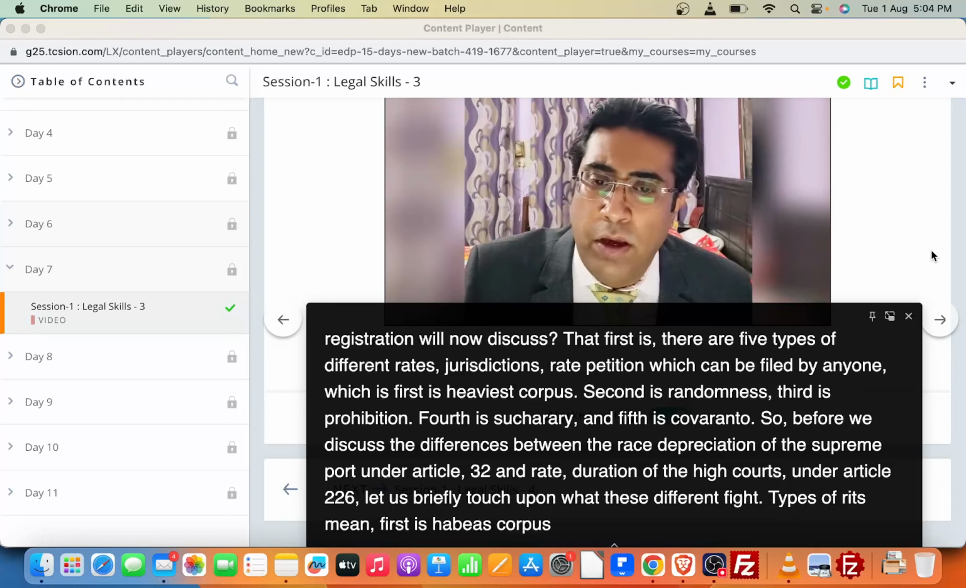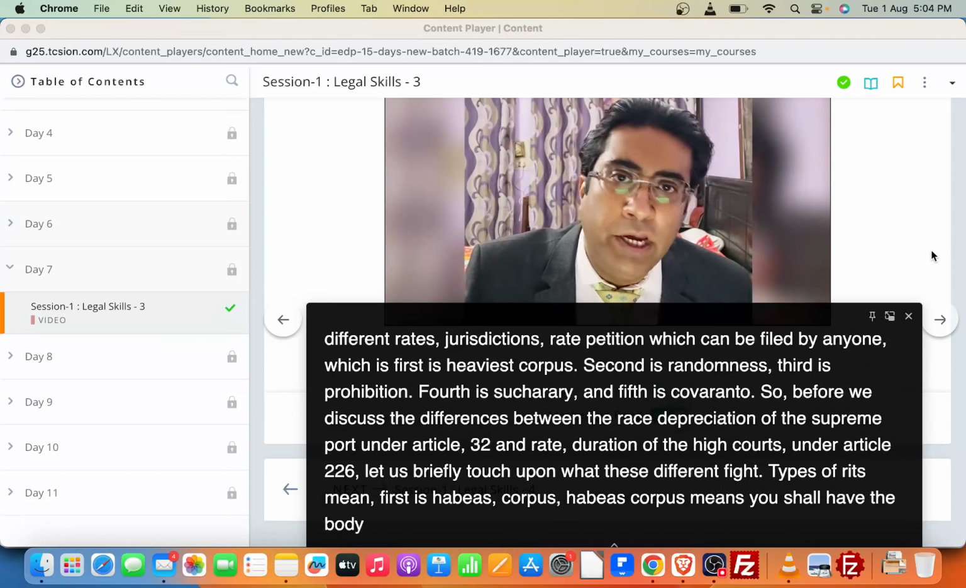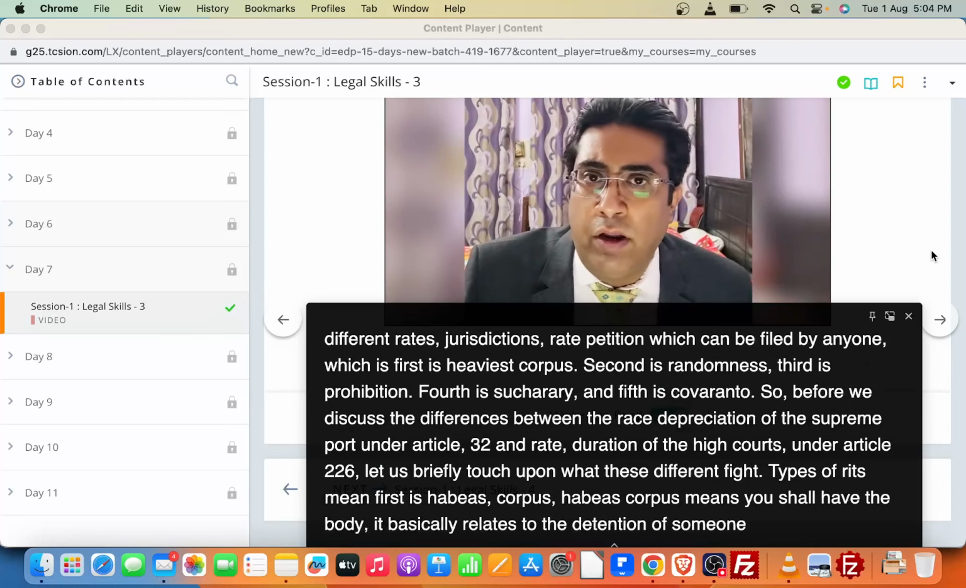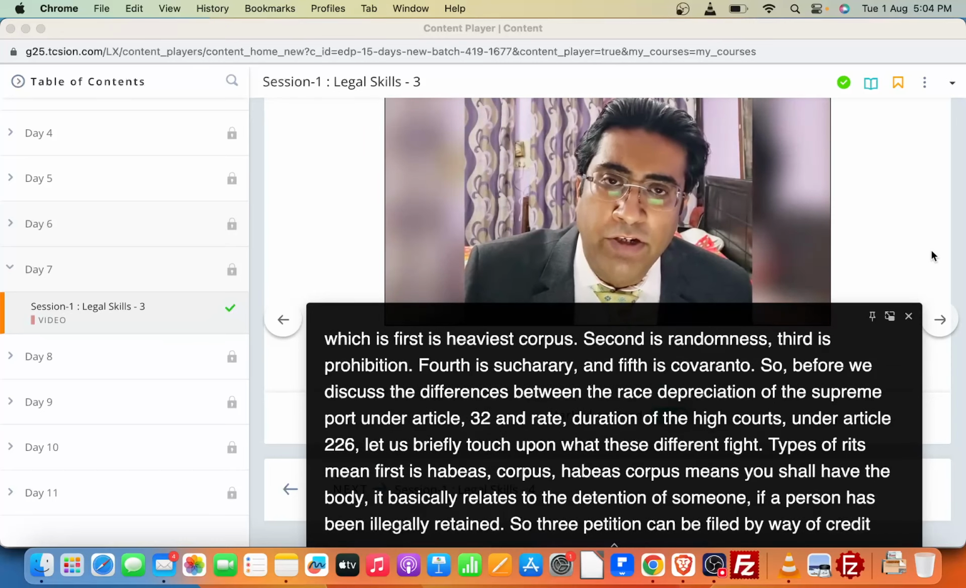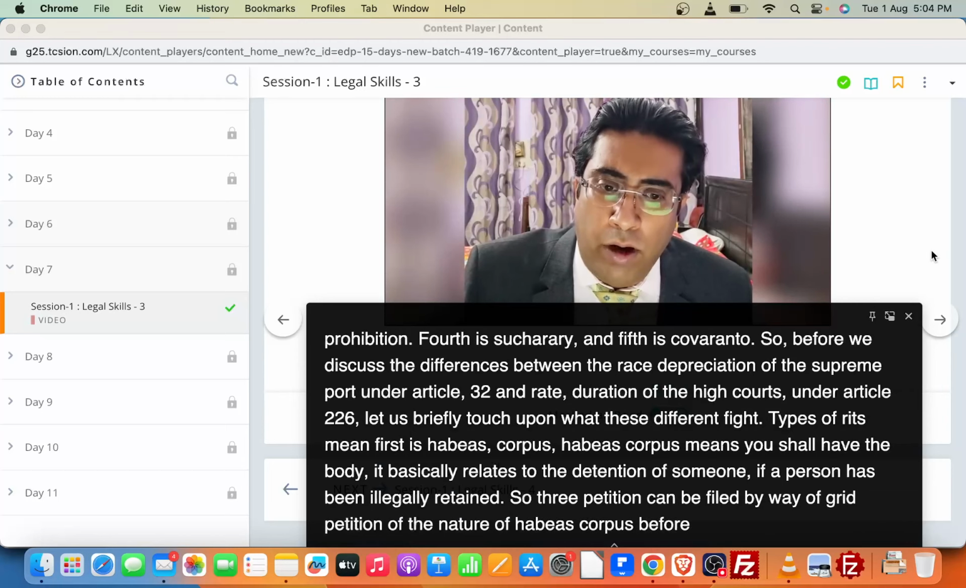First is habeas corpus. Habeas corpus means you shall have the body. It basically relates to the detention of someone if a person has been illegally detained. So this writ petition can be filed by way of writ petition of the nature of habeas corpus before High Court or the Supreme Court.